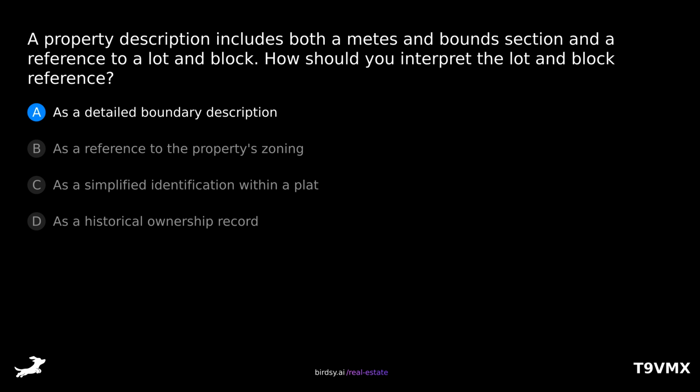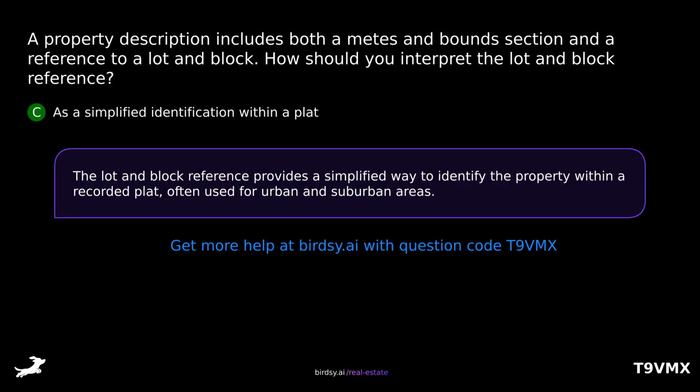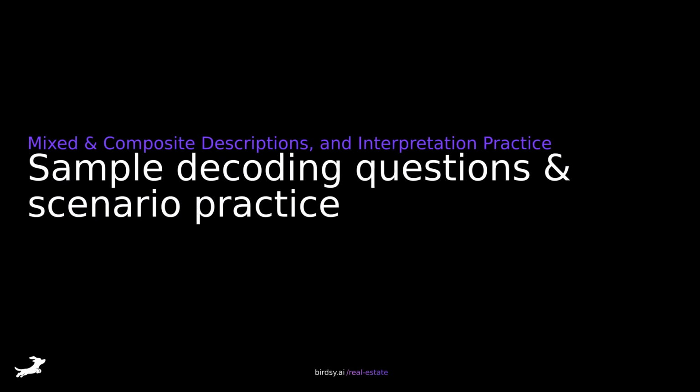Is it A, as a detailed boundary description? B, as a reference to the property's zoning? C, as a simplified identification within a plat? Or D, as a historical ownership record? The answer is C, as a simplified identification within a plat. The lot and block reference provides a simplified way to identify the property within a recorded plat, often used for urban and suburban areas. Sample decoding questions and scenario practice.